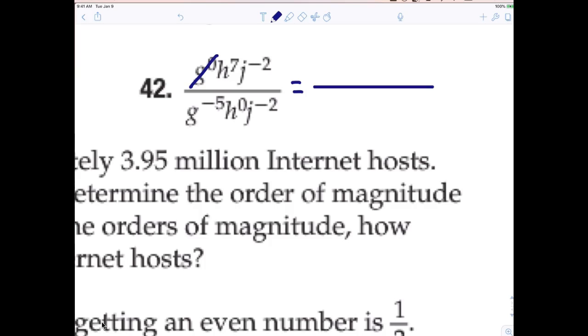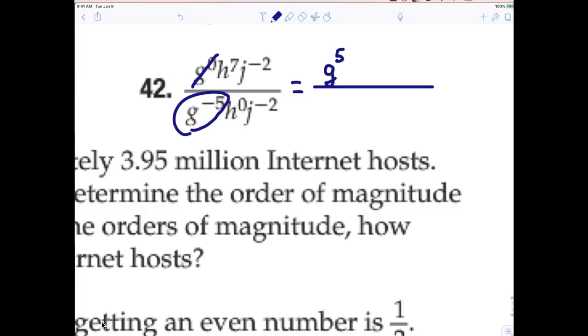Now wait a minute, kiddo. You just told me, let's go back to G. G to the 0 does what? That just cancels. And then you said I have G to the negative 5. There you go. Thank you. I didn't know you said that. G to the 5th on the top.